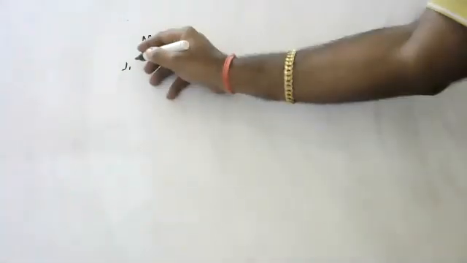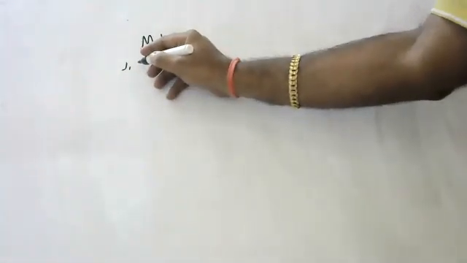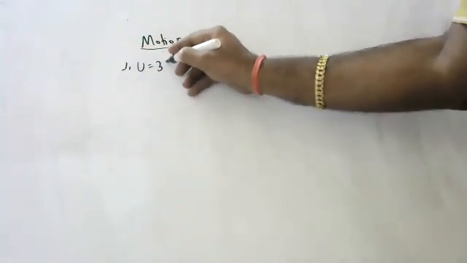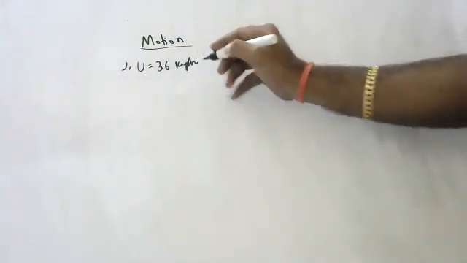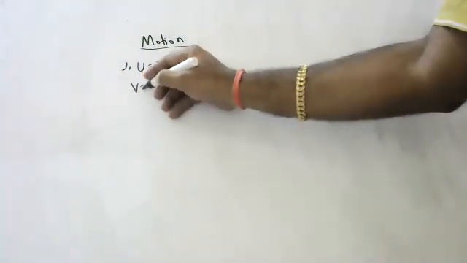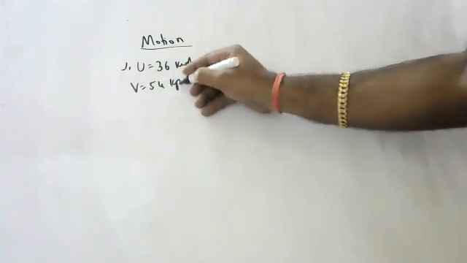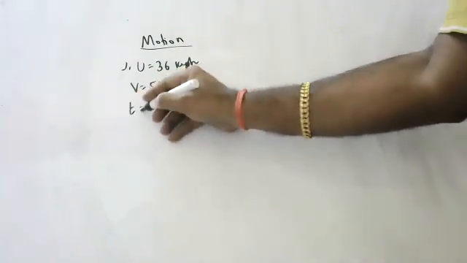Varsha, are you there? Initial velocity is 36 kmph. Final velocity is 54 kmph. Time is 10 seconds. Find the acceleration. So you have to say this one. Children, first, Tanmay, can you tell this question? How to do?